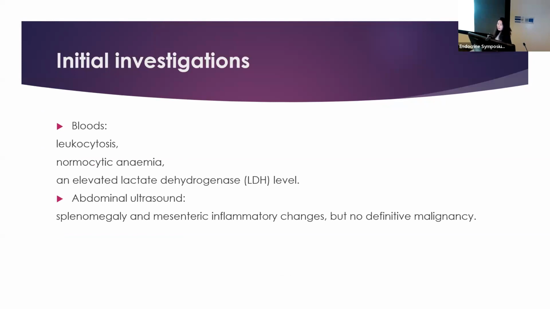The first investigations, labs, showed leukocytosis, normocytic anemia, and some elevated LDH. We performed an abdominal ultrasound showing splenomegaly and inflammatory changes. So we were still not sure what was going on at this point, so we performed extended investigations.